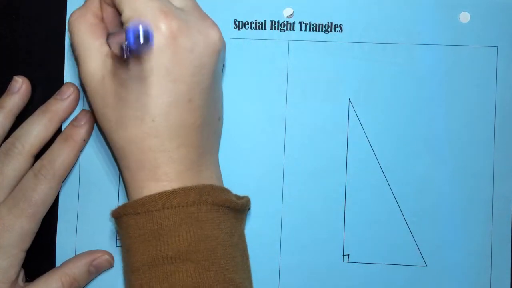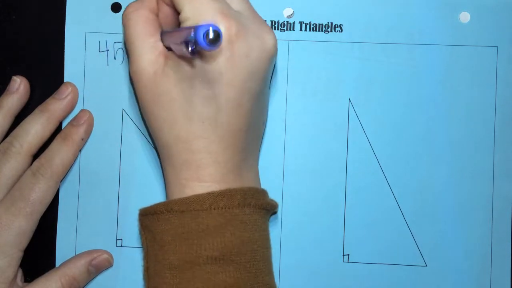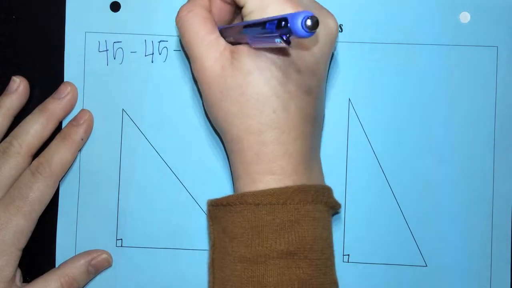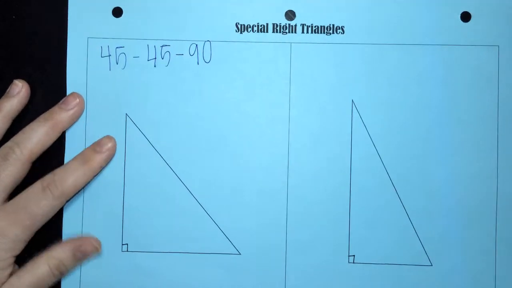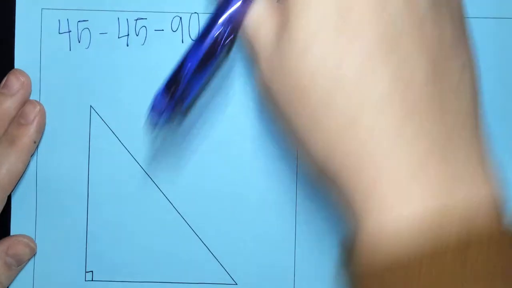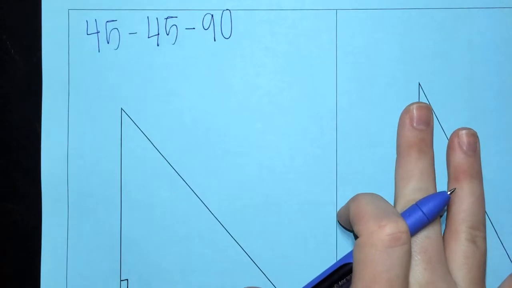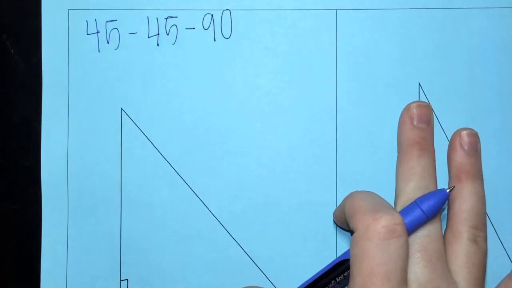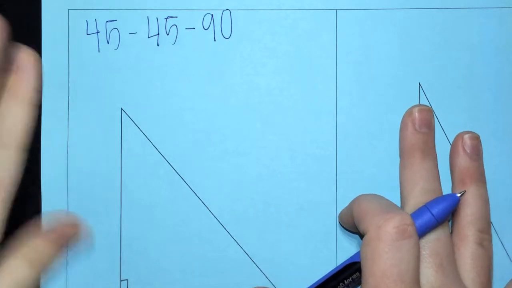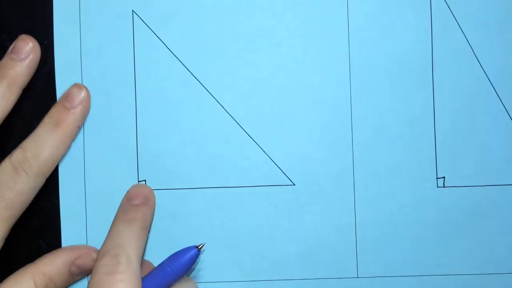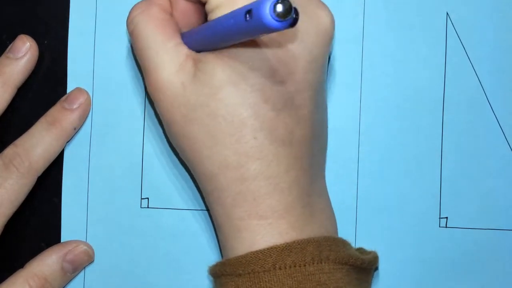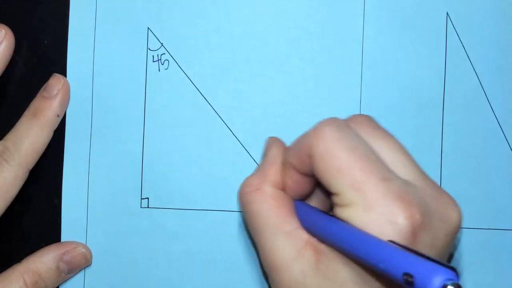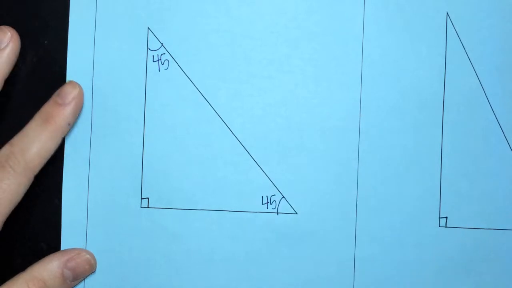So, on this side, we have our 45, 45, 90 triangle. You've actually already been introduced to this one when we were talking about squares. So you have your 90-degree angle right here, and you have this 45-degree angle and this 45-degree angle.